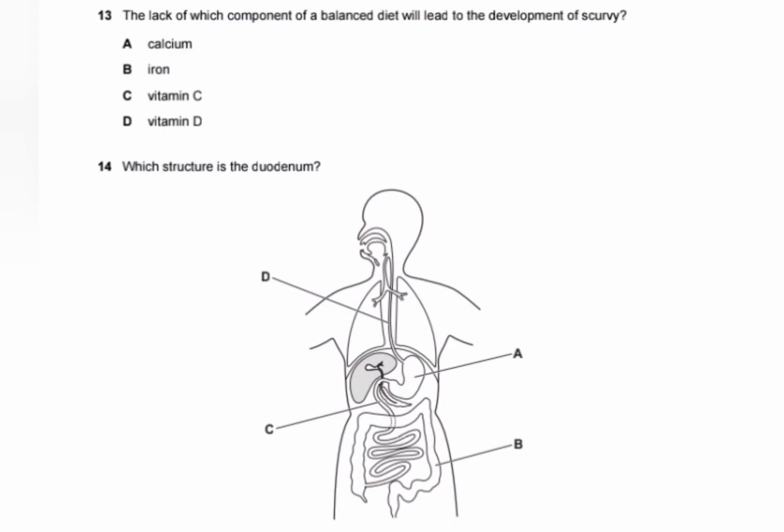Then the next one is saying the lack of which component of a balanced diet will lead to the development of scurvy. So scurvy causes what? Bleeding, gum bleeding, and it is caused by lack of vitamin C. So we have A, calcium, B, iron, C, vitamin C, which is the correct answer. Then the last one is vitamin D.